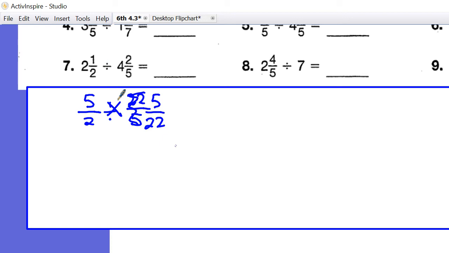I check now to see if anything simplifies. Diagonally 5 and 22 don't share a factor other than 1. Diagonally 5 and 2 don't share a factor other than 1. So the last step is to multiply my numerators and my denominators. 5 times 5 is 25. 2 times 22 is 44. And that is my final answer.